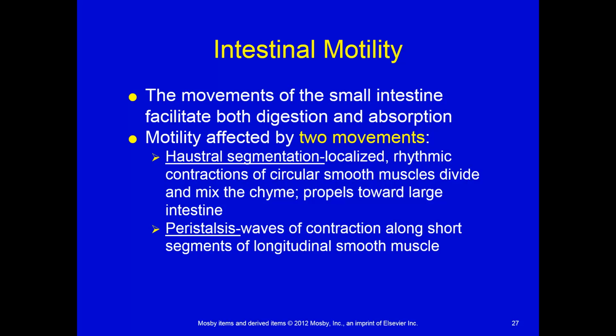This haustral segmentation, this back and forth washing machine kind of thing, is helpful in blending the secretions of those accessory organs with the chyme. So that's what really mixes and churns the pancreatic enzymes, the bile salts, etc., with the chyme in the small intestine, as opposed to the peristalsis pushing it through. Hope that makes sense.